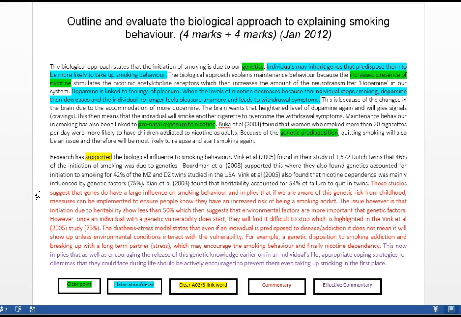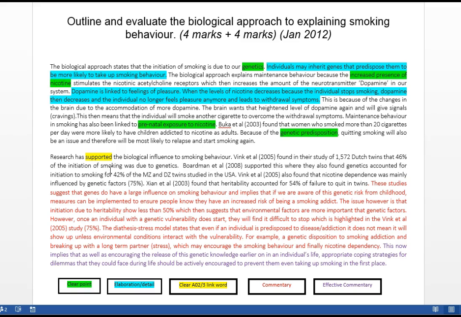When it comes to our AO2/AO3, don't be fooled to think that you have to put everything that you know under the sun. So you have to put about reductionism, you have to put about that. You do not have to do this. It's not about the quantity you use, it's about the quality of how you use the information. So there are different ways that you can actually evaluate.